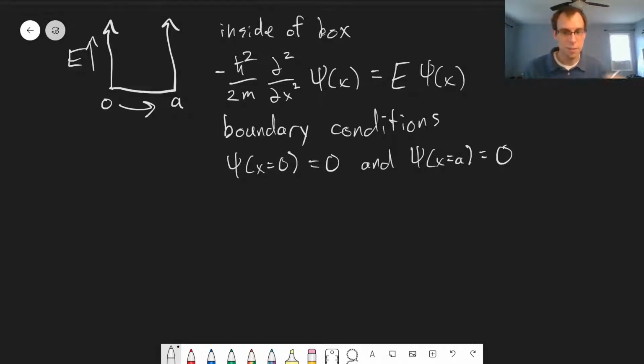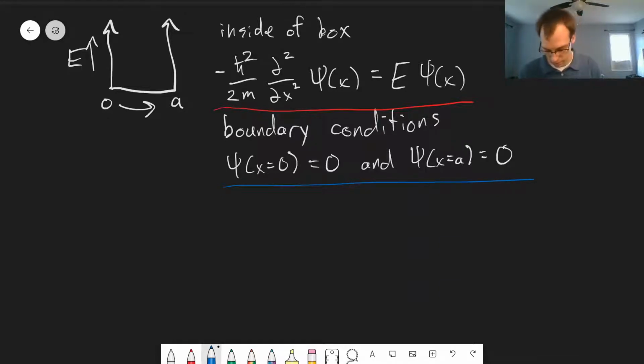Inside of the box, since the potential energy is zero, this is the Schrodinger equation that we need to solve, where we have negative h bar squared, second derivative of the wave function is equal to energy times the wave function. This is our eigenvalue equation, and we're trying to find the eigenfunctions. And we've also defined our boundary conditions: the wave function has to be zero at the edges of the box, at x equals 0 and at x equals a.